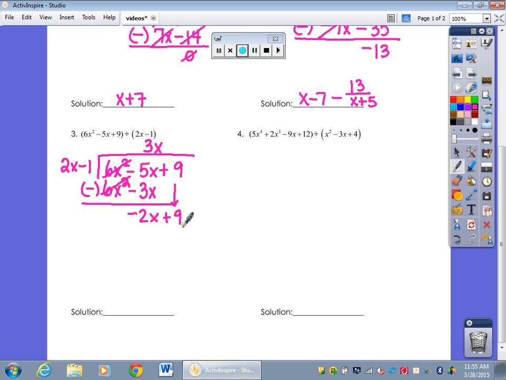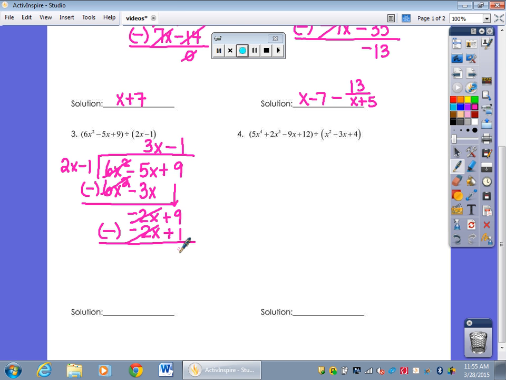And then we ask ourselves, 2x times what gives me negative 2x, and that would be a negative 1. We distribute. So negative 1 times 2x is negative 2x, and negative 1 times negative 1 is a positive 1. And we are subtracting. I like to put it in parentheses so that you remember that you're subtracting even though there's a negative sign over here. So negative and negative become positive, and so that will cancel out with that.